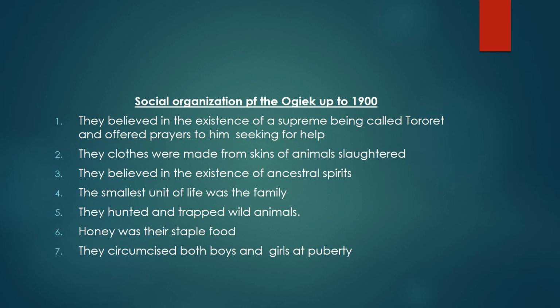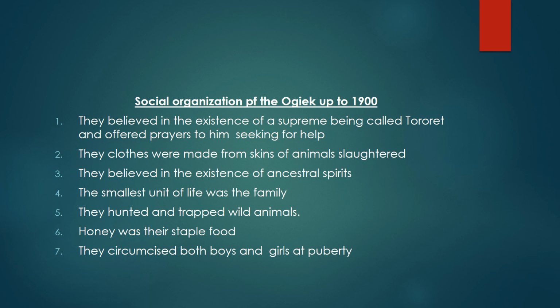Number 1, they believed in the existence of a supreme being called Turet and offered prayers to him, seeking help. Number 2, their clothes were made from skins of animals slaughtered. Number 3, they believed in the existence of ancestral spirits. Number 4, the smallest unit of life was the family.